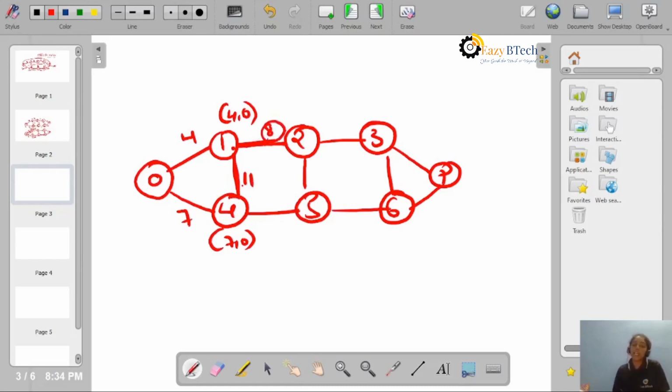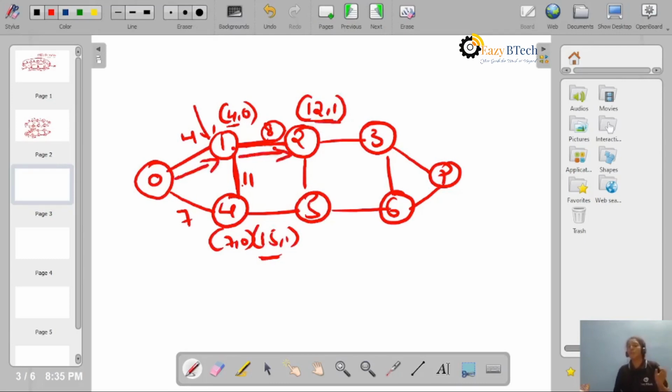But here we have to observe, we have to add the second minimum cost with the previous one. We are considering the next node as a source vertex, right? 1 is a source vertex, but 1 already has a minimum cost of 4, right? We have to add that 4: 8 plus 4 is 12 comma 1. Okay, 11 plus 4 is 15 comma 1. So which one is minimum? The 12 comma 1 is minimum. So I have to set a path from 1 to 2.